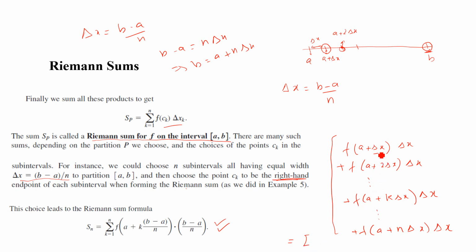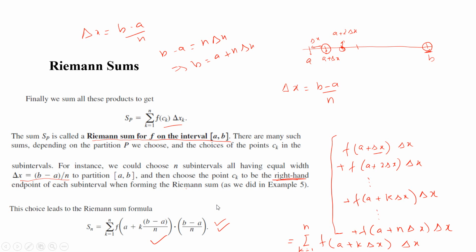Now k varies from 1 to n. K varies from 1 to n, f of a plus k delta x, into delta x. So this is the sigma notation of this sum, okay. Now replace delta x by (b minus a) over n, and we have this Sn, right?